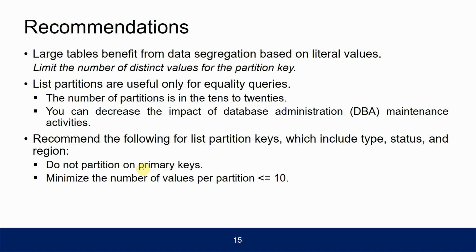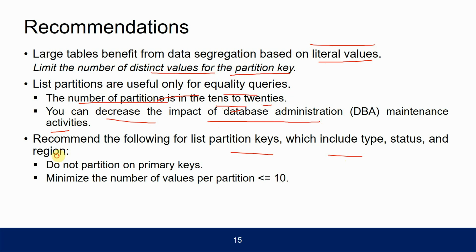Recommendations: large tables benefit from data segregation based on literal values. Because these are literal, they cannot change. Limit the number of distinct values for the partition key. List partitions are useful only for equality queries. The number of partitions is in the tens to 20s. You can decrease the impact of database administration maintenance activities if you are using list partitions. Recommended list partition keys include type, status, and regions. Do not partition on primary keys. Minimize the number of values per partition to less than or equal to 10. Don't go beyond that.